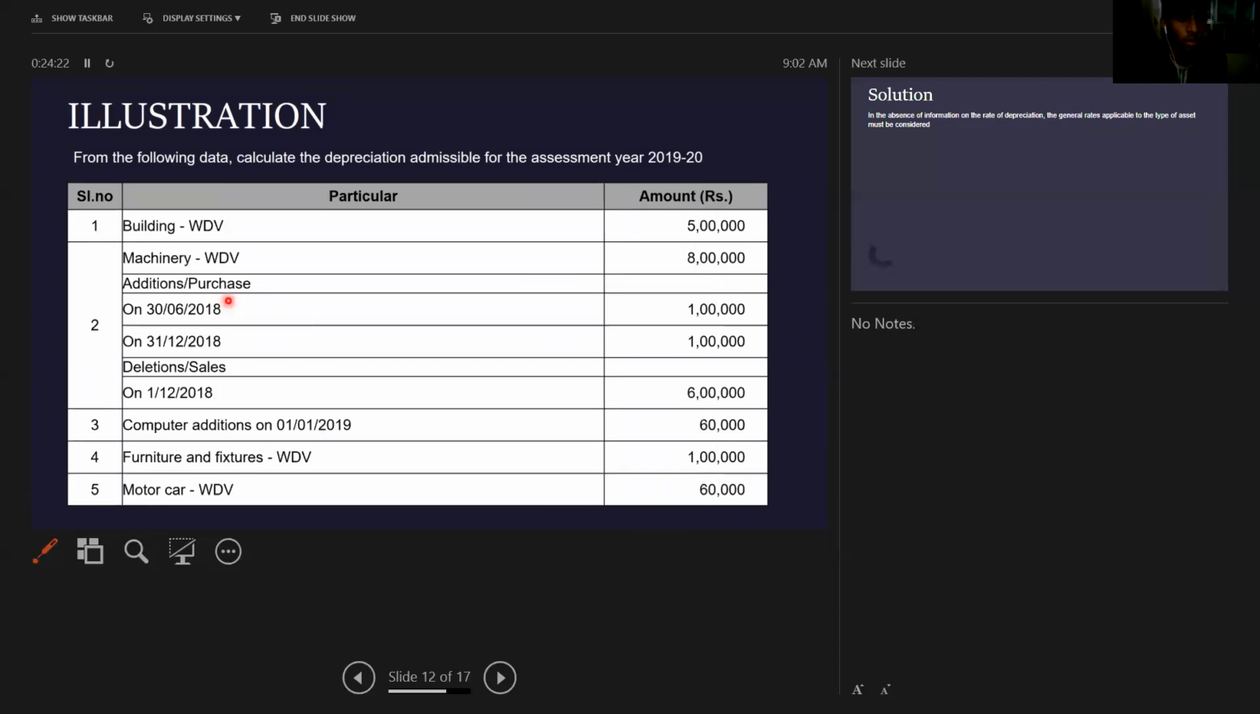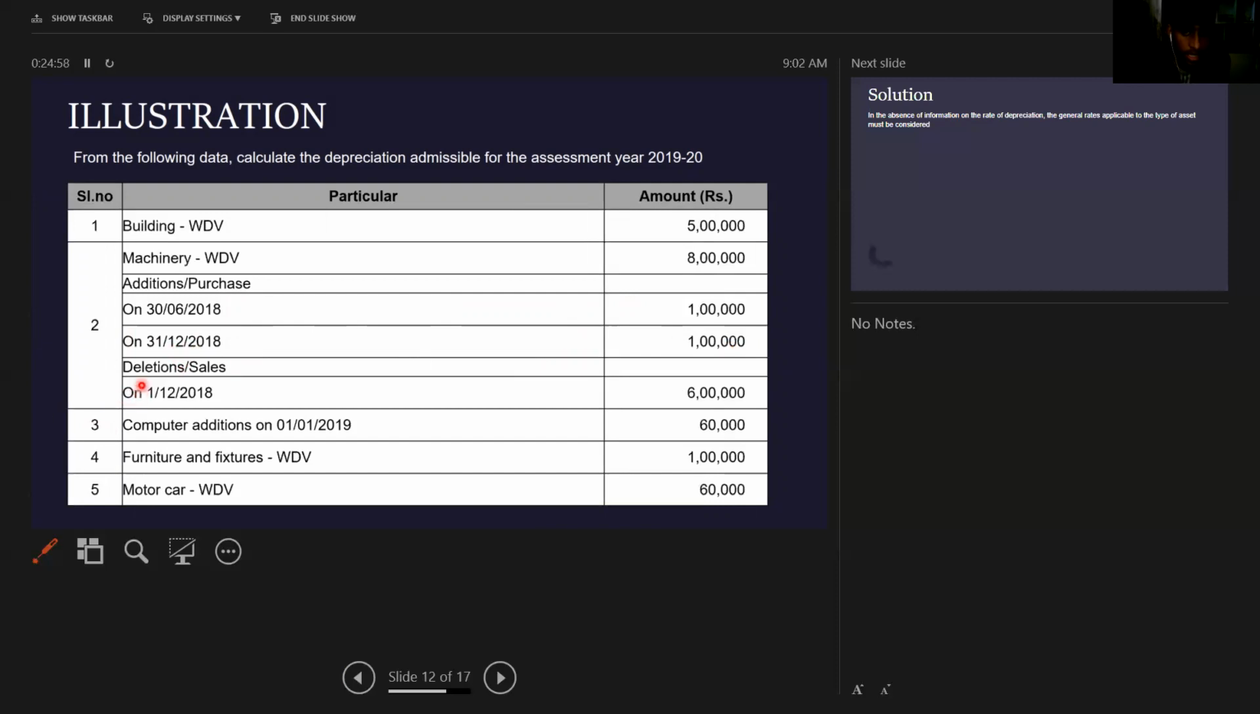From the following data, calculate the depreciation admissible for the assessment year 2019-20. The first item is building. For building, they have given the written down value as 5 lakhs. Next, machinery. Machinery written down value is 8 lakhs, and additions. Additions are nothing but purchases. So they are purchasing assets on 3/6/2018 for 1 lakh, and on 31/12/2018 for 1 lakh.